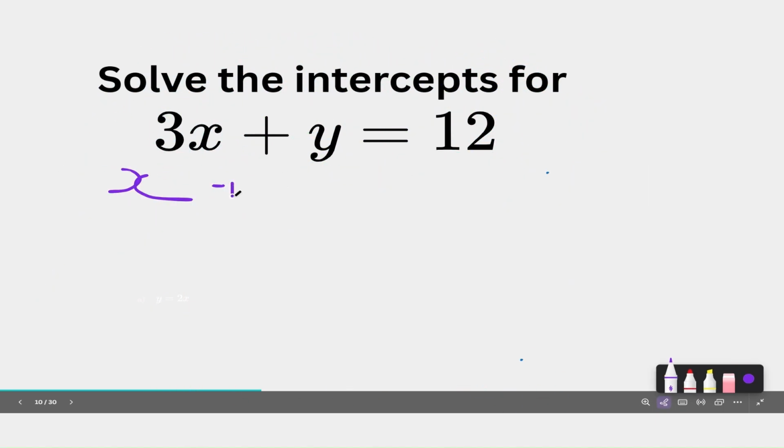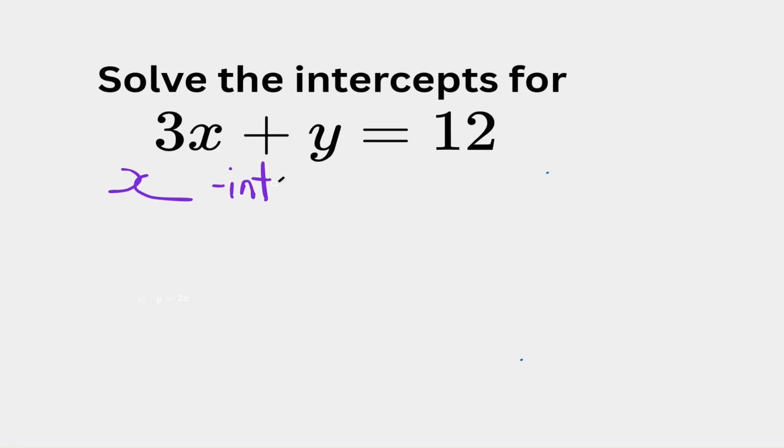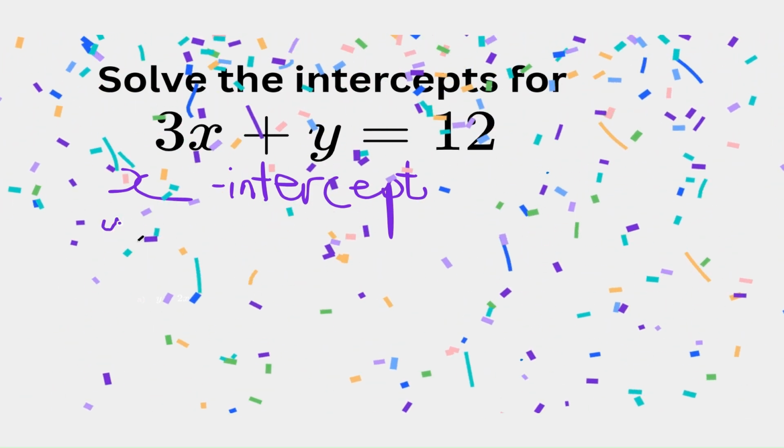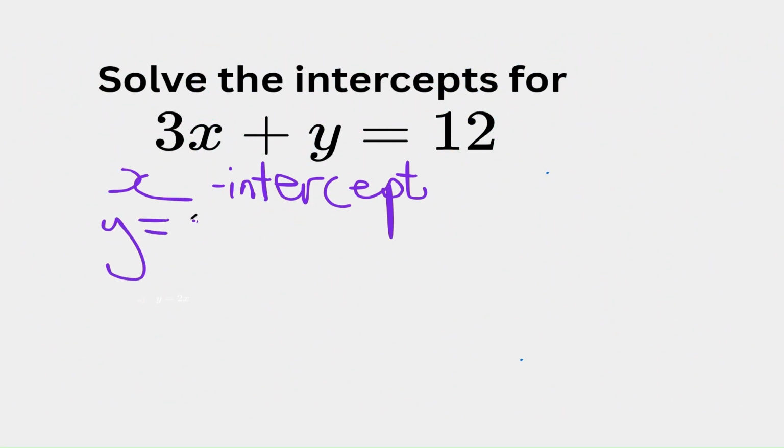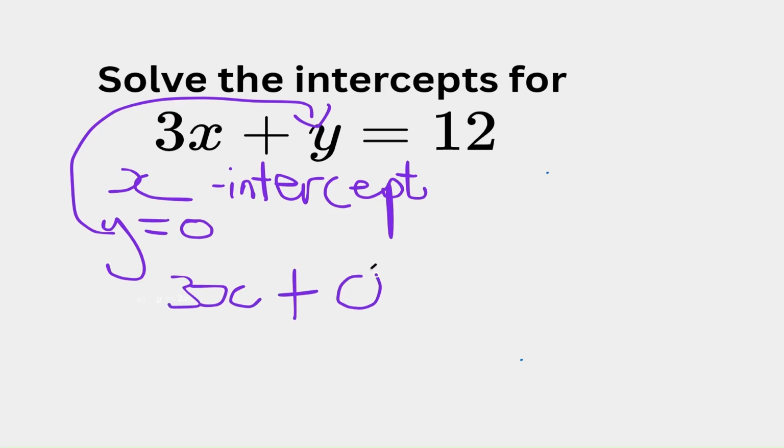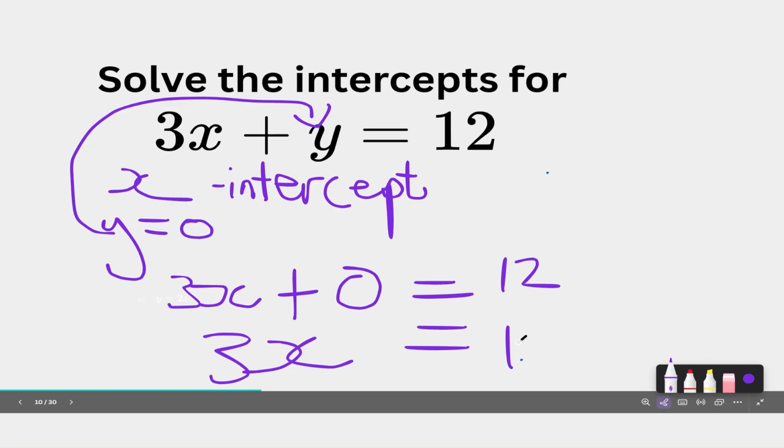For the x-intercept, what should the y value be? If you said 0, you are correct. The y needs to be 0 to find the x-intercept. So we can substitute y equals 0 in our equation: 3x plus 0 equals 12. So 3x is equal to 12.